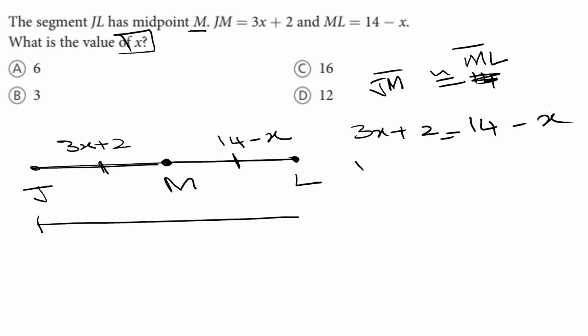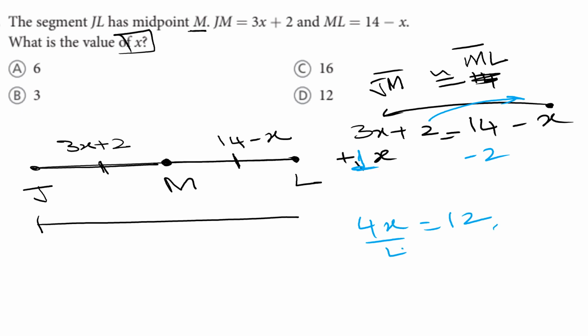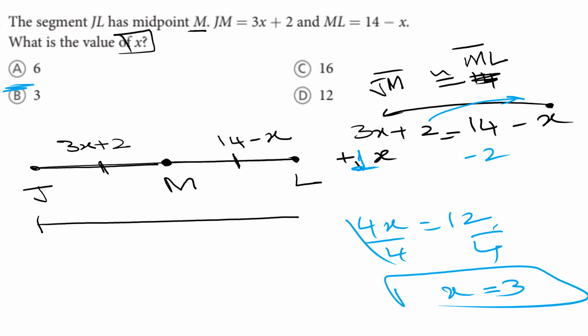Now bring the variables to one side. Minus x goes on the other side. It becomes plus x. What is the number before the x? It is 1. Then bring the plus 2 to the other side. It will give you negative 2. 3 plus 1 is 4x. 14 minus 2 is 12. Divide both sides by 4. So x equals 3. So B is the correct answer.